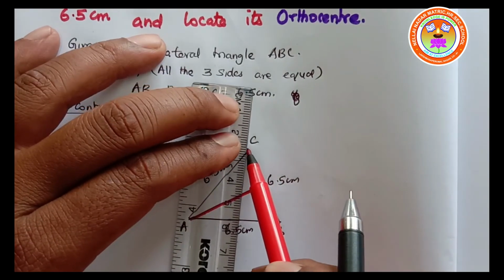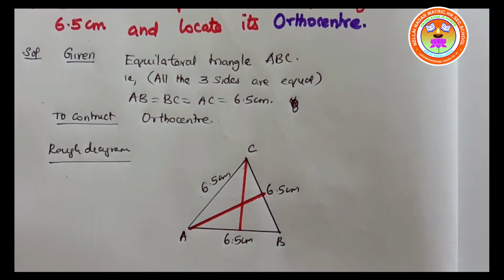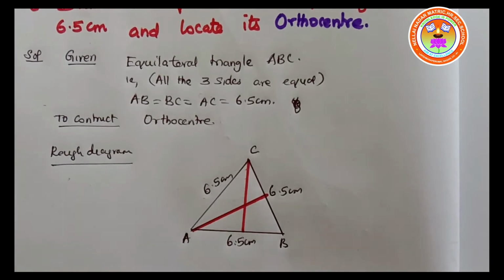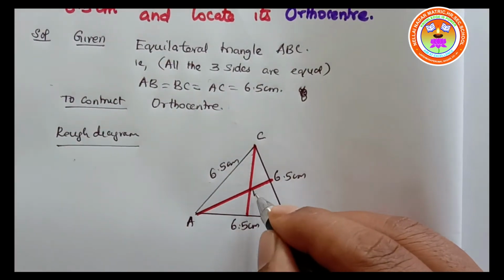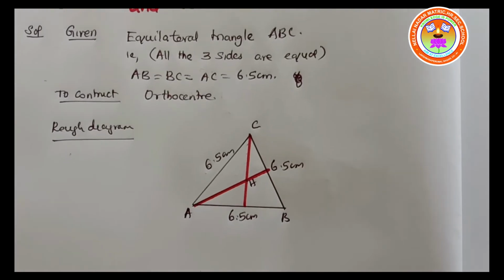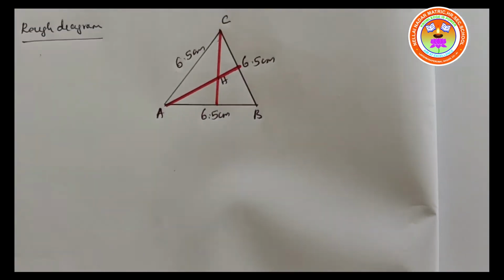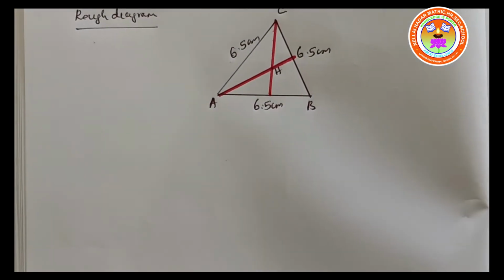and from C. It's clear, children? Now both the lines intersect at point H. This H is the orthocenter. This is a rough diagram, children. Now you are going to draw a fair diagram. With the help of the rough diagram, you can draw a fair diagram.